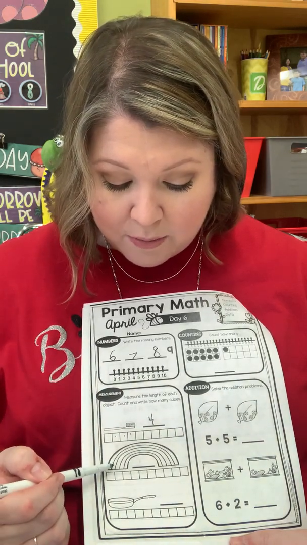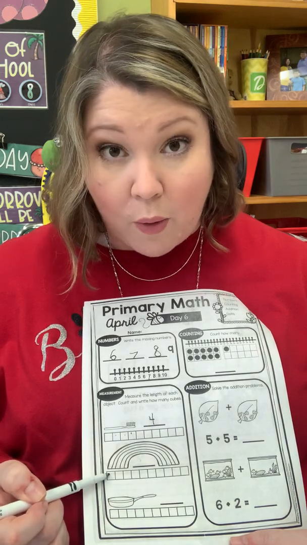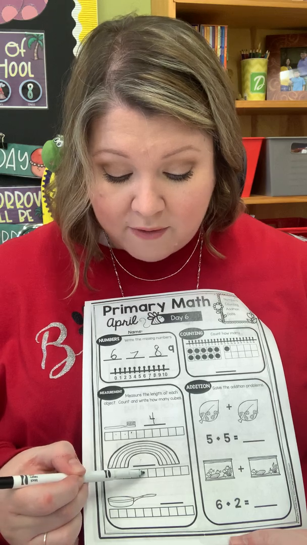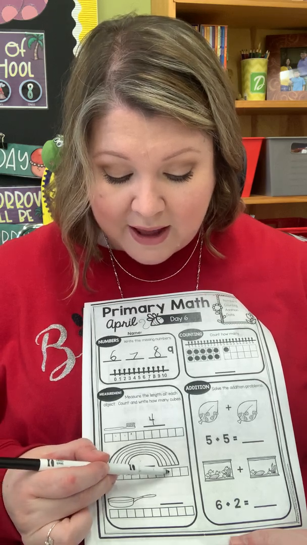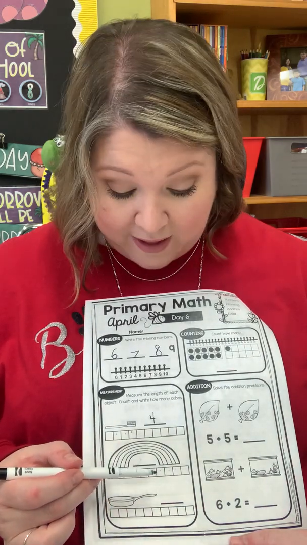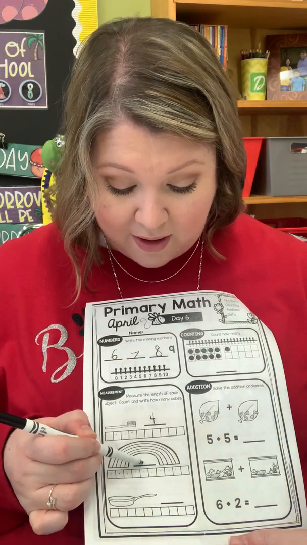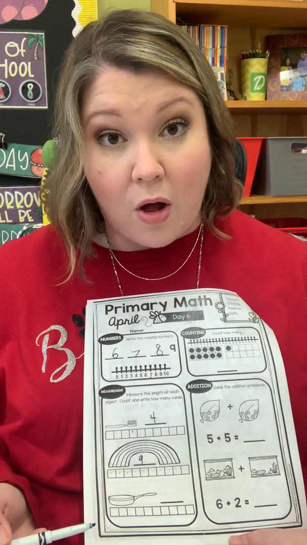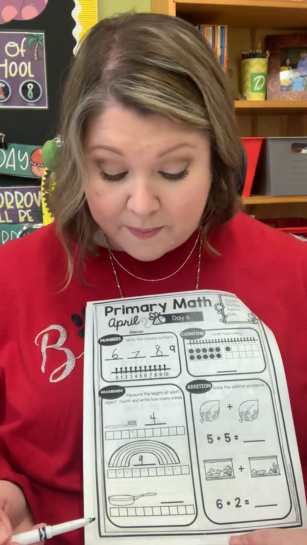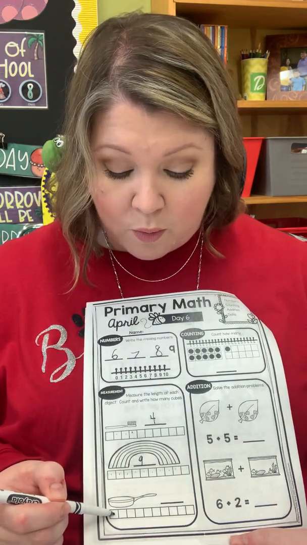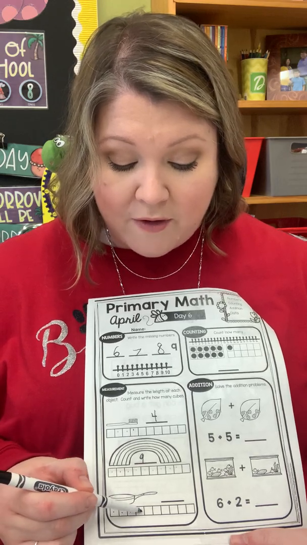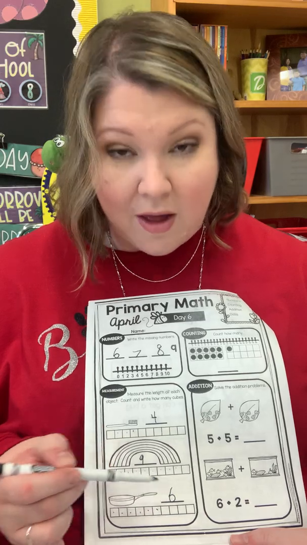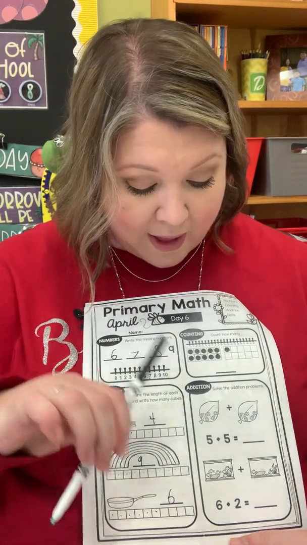Now let's look at the rainbow. Let's start at the beginning of the rainbow, go all the way to the end. 1, 2, 3, 4, 5, 6, 7, 8, 9. That rainbow is 9 cubes. 9 has a ball on top. What about the pan? 1, 2, 3, 4, 5, 6. And 6 has a ball on the bottom.